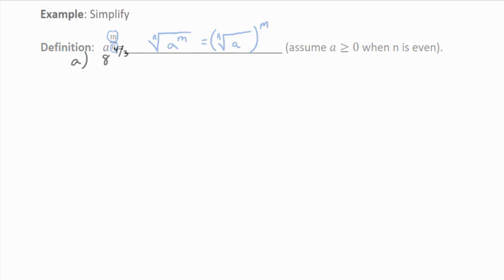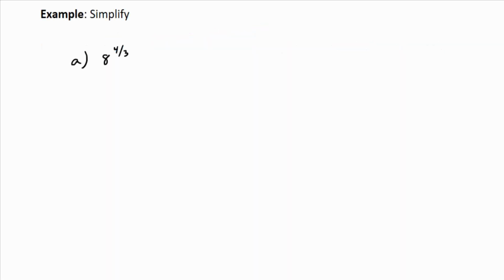So let's look at some examples. Let's simplify 8 to the 4/3 power. First, let's use the definition and write that 8 to the 4/3 power in radical form. So this is in rational exponent form. Let's write it in radical form. So according to that definition, what would 8 to the 4/3 be in radical form?